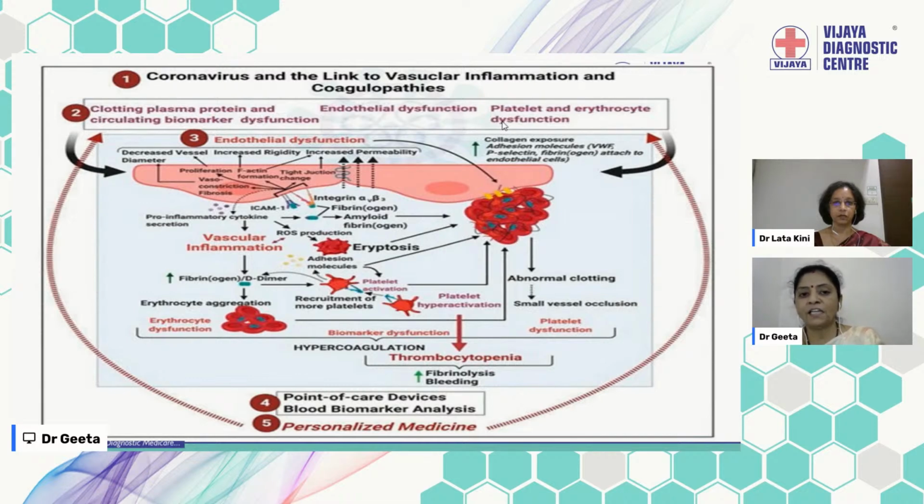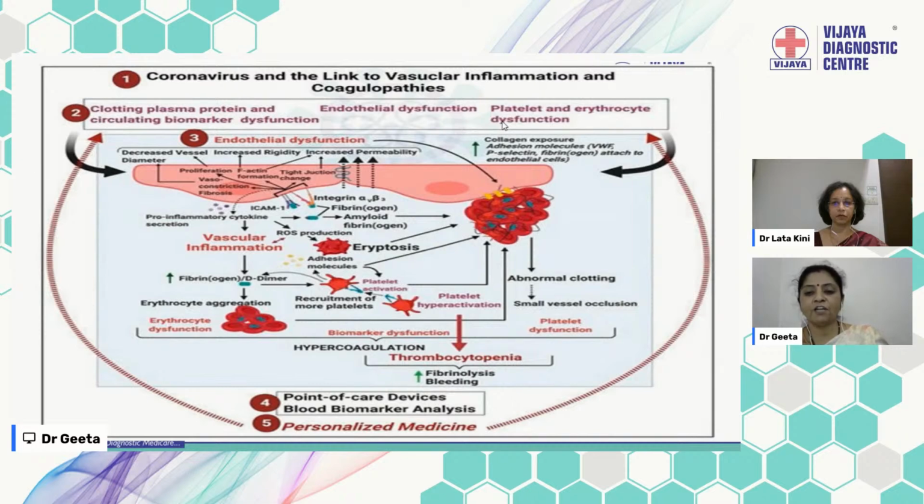And also there is a rigidity in the blood vessel. Because of all this, the collagen of the endothelium is exposed, and there is a lot of attraction of von Willebrand factor, selectin, and other platelets to that site, which causes abnormal clotting, and small sized vessels are occluded. So this is the primary thing that is happening, leading to small vessel thrombi.